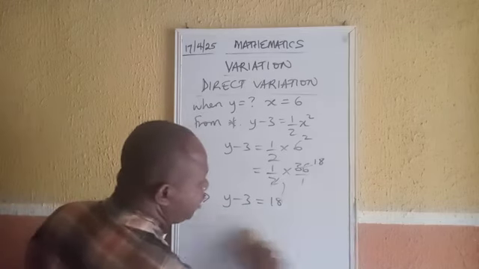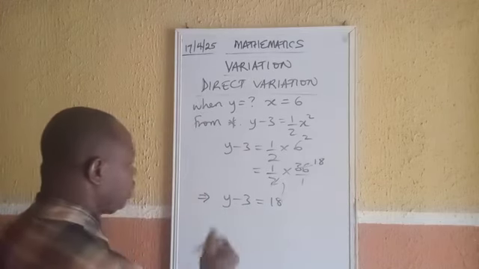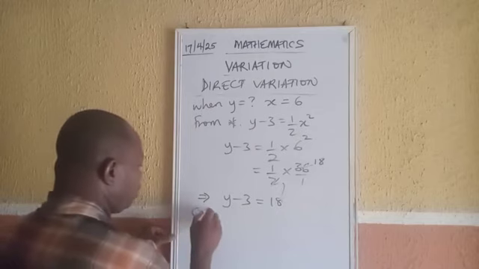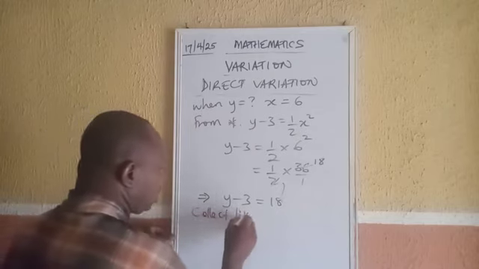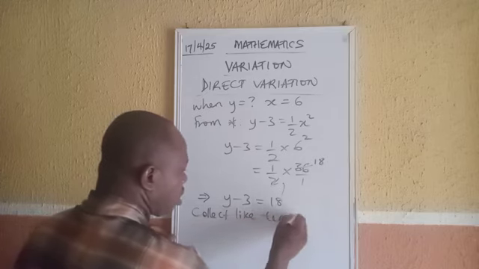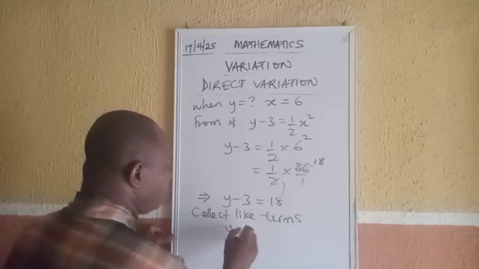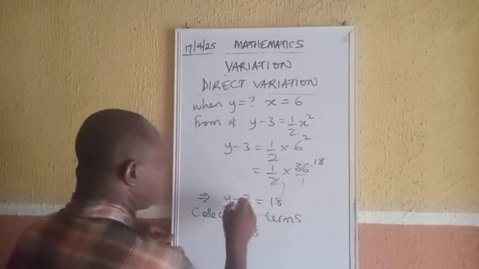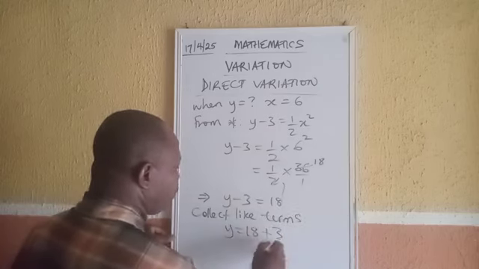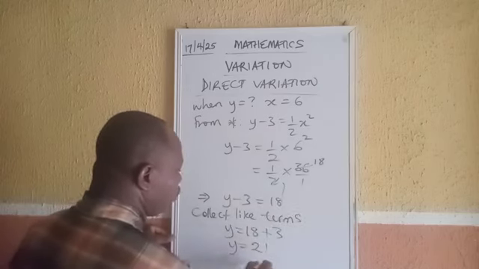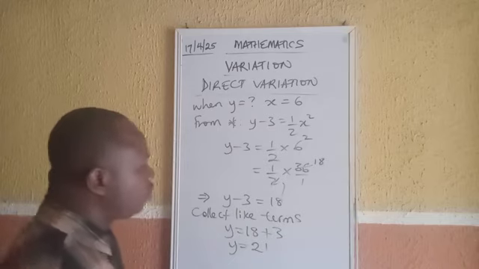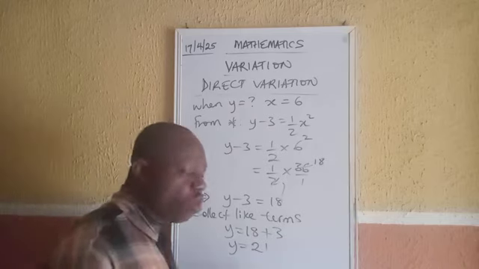If we collect like terms, that will be y equals 18 minus 3 is here. When it goes over there, it becomes plus 3. Y equals 21. That's the solution. So the value for y equals 21.